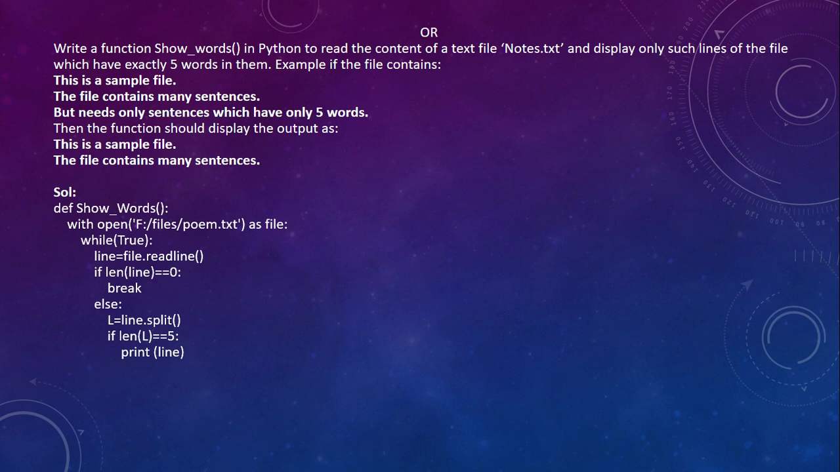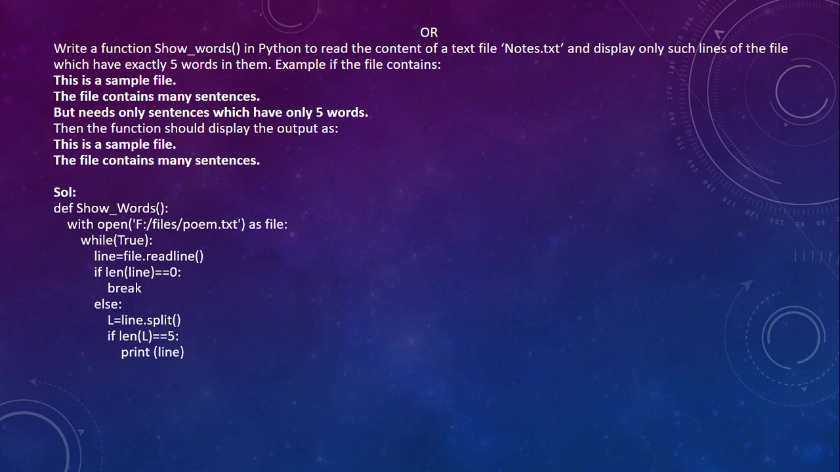Okay, and when the readline operation fails, when will it fail? It will fail when we reach the end of the file. At that time readline will fail, so it will return a string of 0 length. So that is what I am checking. If len of line equal to 0, I am checking whether we have reached the end of the file or not. If we have reached, then break.